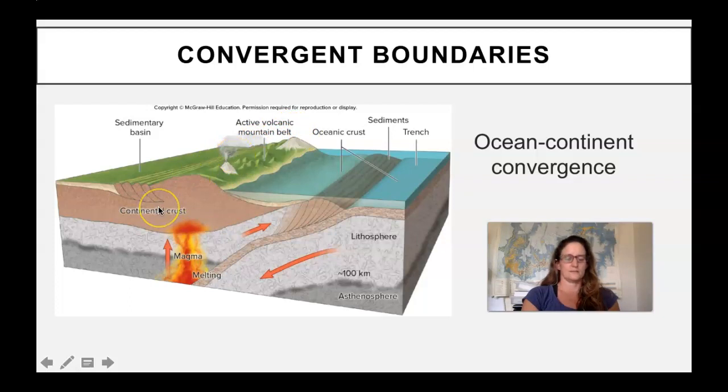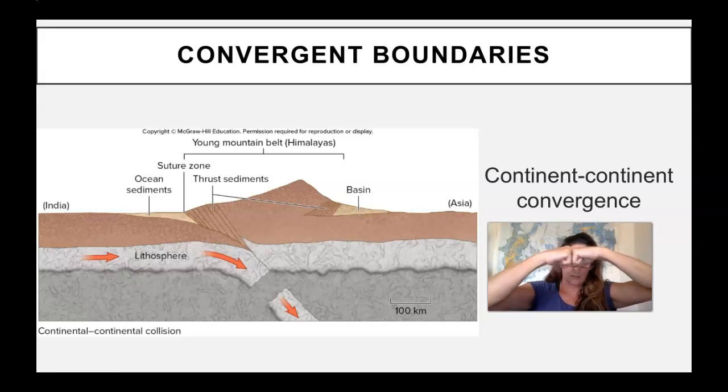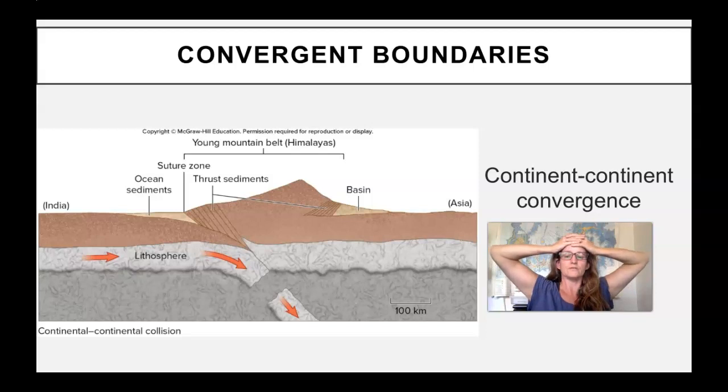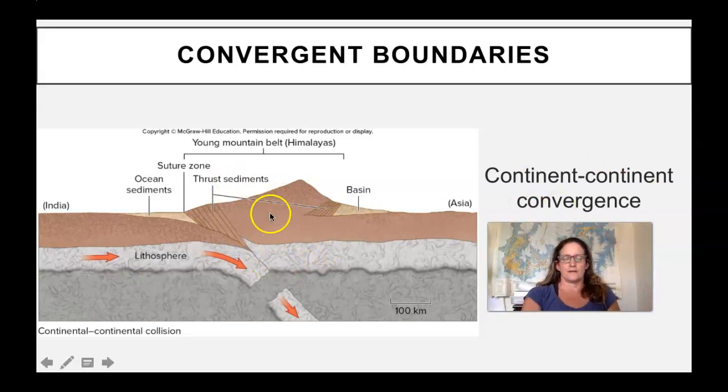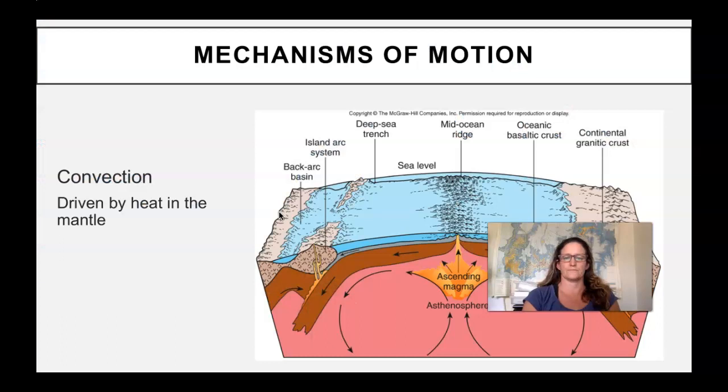Lastly, the continent-continent convergence, where it's just two pieces of continent coming up together and pushing and pushing and pushing. Eventually, there's going to be some give because the plates are going to keep moving. And you get really large faults within that. So lots of faulting occurs within that mountain belt. Oh, you get big tall mountains like the Himalayan mountains.